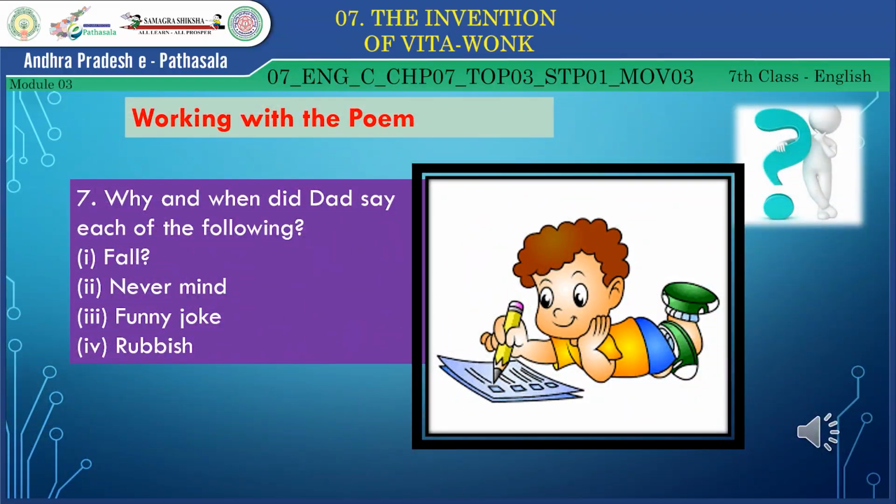Why and when did dad say each of the following? So, here in this poem, he said some words in every stanza. So, when did he say these words? You have to answer. One is fall, never mind, funny joke, rubbish. So, he says some phrases when he was trying to remove the cat from the tree. Now, you have to say when he says the above words.